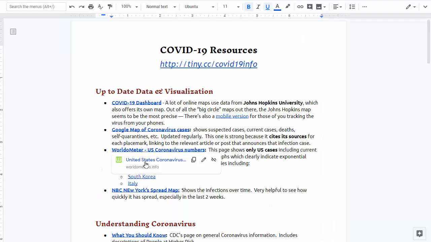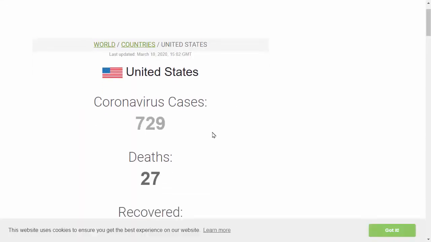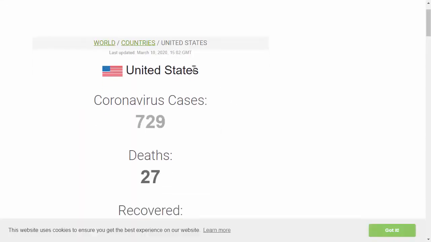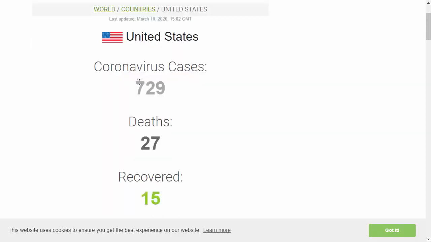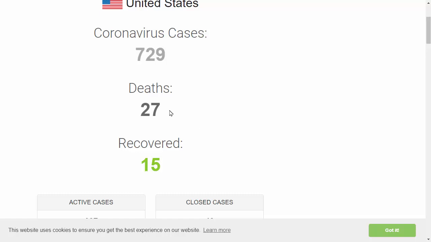The third link here is Worldometer, and it really just shows a good bit of numbers. I like this one because this particular link is focused only on the United States. So you can see that we have up to 729 with 27 deaths and 15 recovered. More have died than have successfully recovered at this point, but that number is going to change.